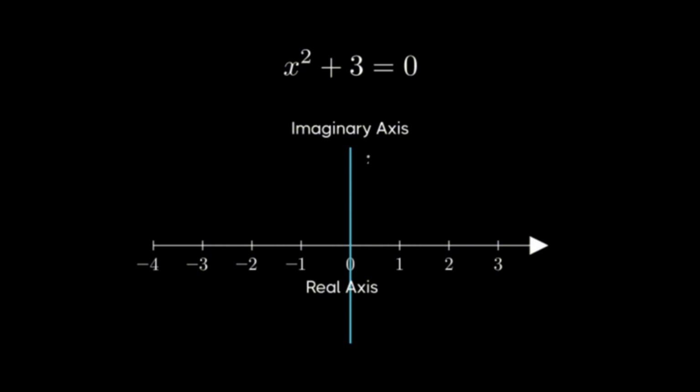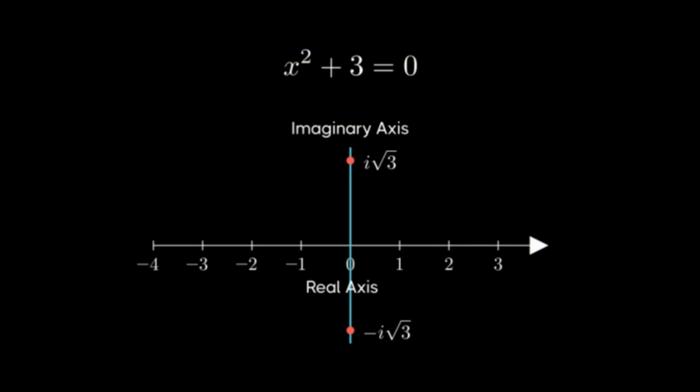Our first solution, i root 3, has no real part and an imaginary part of root 3, which is approximately 1.732. So we plot it at 1.732 units up on the imaginary axis. Notice that this point is not on the real number line. Similarly, our second solution, negative i root 3, has no real part and an imaginary part of negative root 3. We plot it at 1.732 units down on the imaginary axis. These two solutions are symmetrically positioned across the real axis, which is a common pattern for complex solutions to quadratic equations with real coefficients.